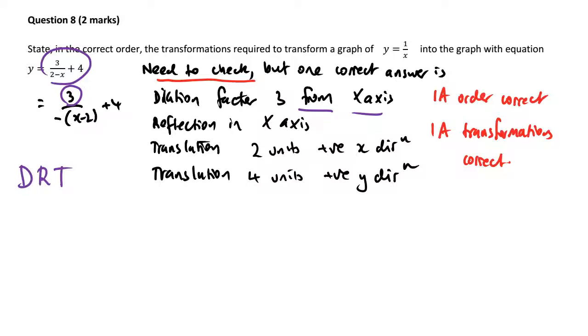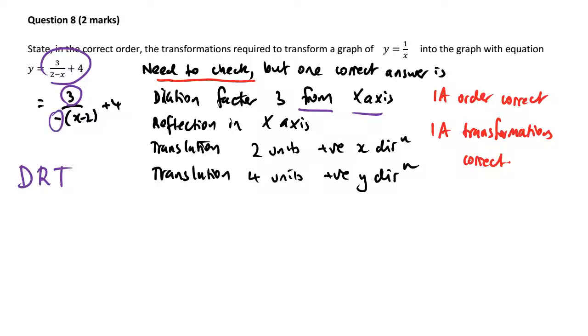Now I did notice creeping in was something that said dilation factor 3 in the x-axis. This doesn't make any sense. You can't write that down, because there are actually 2 ways of speaking about this. One is when you talk about dilation from the x-axis, and one is when you talk about dilation in the y direction. If it's in the y direction, that's okay, but you need to say it's in the direction of the y-axis. You can't just say in the y-axis. It makes no sense at all. So you need to get that out of your system right now.